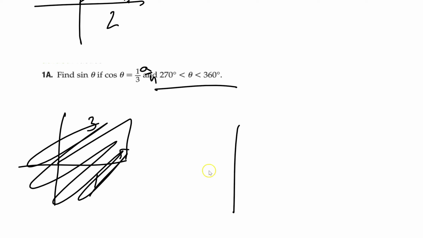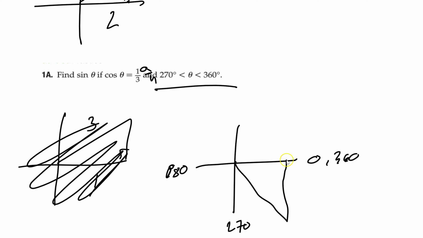Look what it says. 270 and 360. So 0, 180, 270, 360. So that should be down here. It's a terrible triangle. So TOA 1 and 3. Find the missing side. 3 squared minus 1 squared is going to be 8. So radical 8.